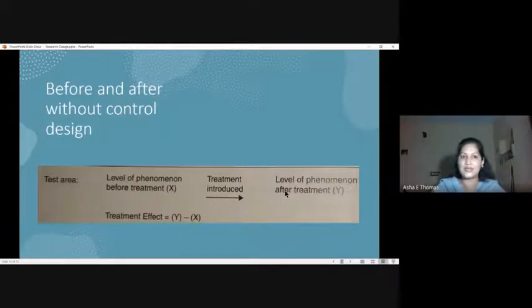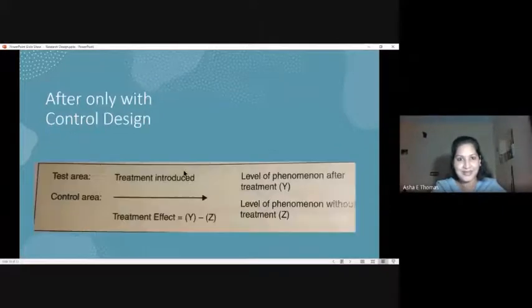In the last example, I said this is without a control group. There is no control group because everyone is given the treatment. But here, only one group is given the treatment and the other, the control group, is left without treatment. So that's why it is a design with control. I hope you understand the concept of the control design.